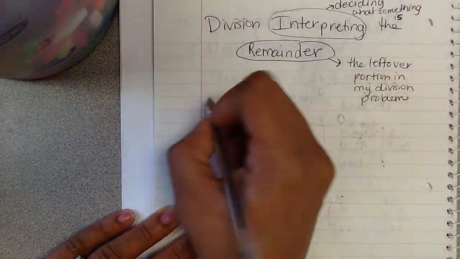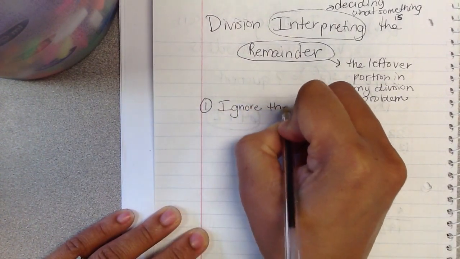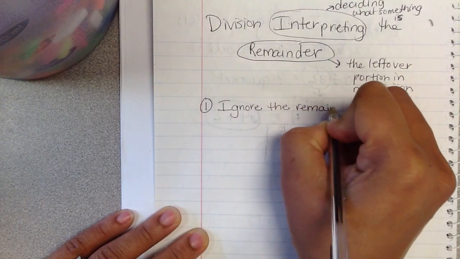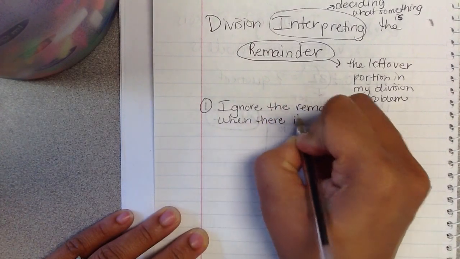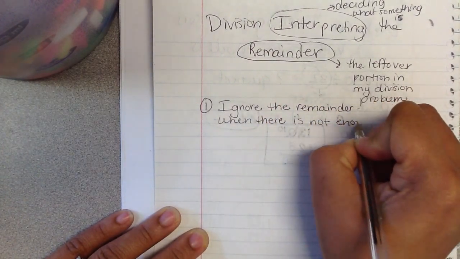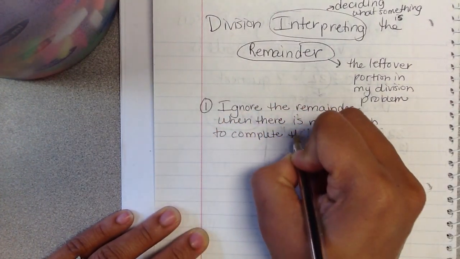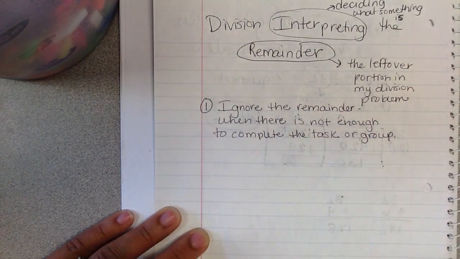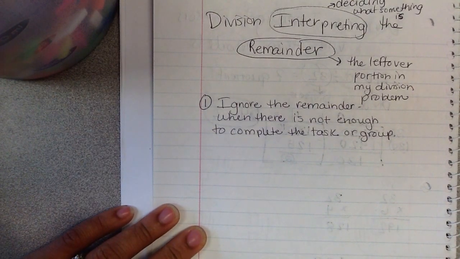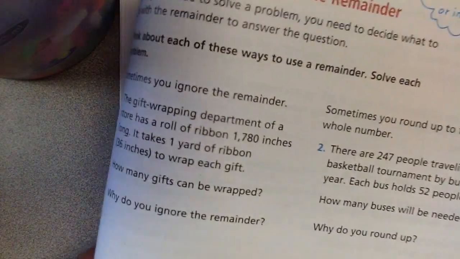So the first situation: ignore the remainder when there is not enough to complete the task or group. Okay? That's when I typically ignore the remainder. Then we're going to look at the second situation.